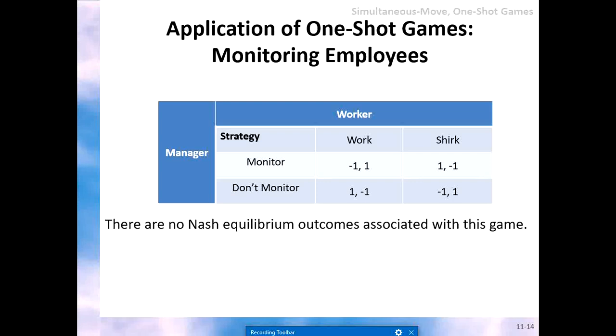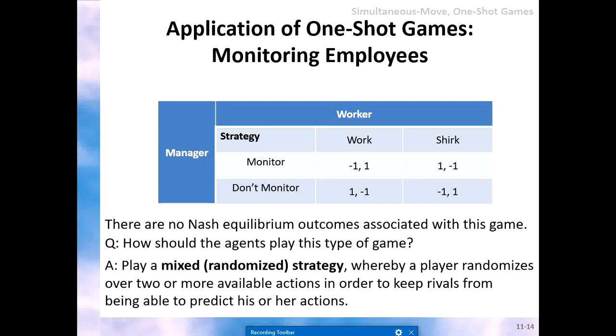So what is the Nash equilibrium here? If you do some analysis, you will understand that there is no Nash equilibrium outcome associated with this game. Why? How should the agent play this game? He plays a mixed randomized strategy, whereby a player randomizes over two or more available actions in order to keep rivals from being able to predict his or her action.